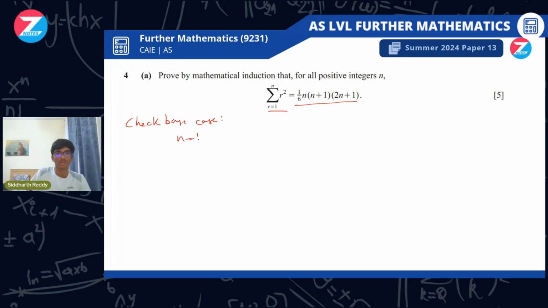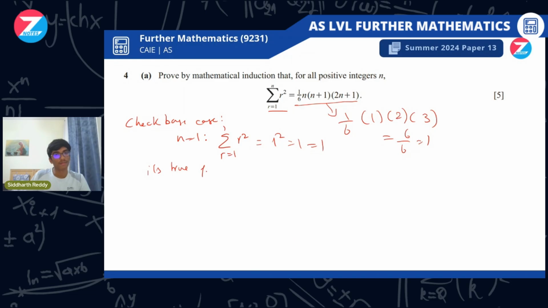So for n is equal to 1, we have summation from r is equal to 1 to 1 of r square. It's just 1 square, which is just 1. And if we check with the formula, it'll be 1 by 6 times 1 times 2 times, 2 times 1 plus 1 is 3. So it's just 6 by 6, which is equal to 1. So it's true for n is equal to 1.